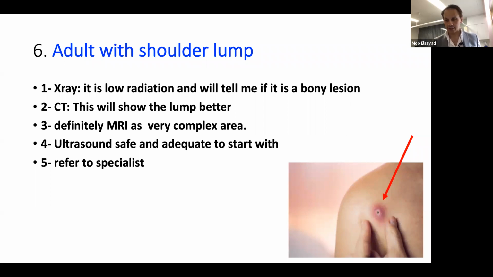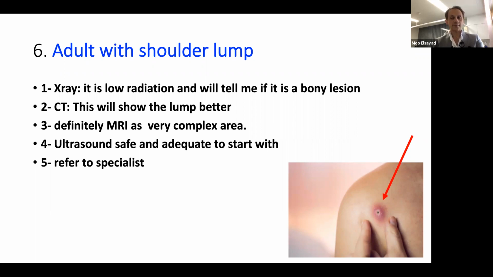Excellent. So I can see 4 is dominating, which is ultrasound is safe and adequate. You can see the lump there. Okay, perfect. So now the difference between this lump and the other lump is it's got something different about it. It's got redness, it's got a central focus of ulceration. So it's not a completely bad idea to start with ultrasound, but I think it is safer for this particular lesion. It doesn't look typically like a lipoma.